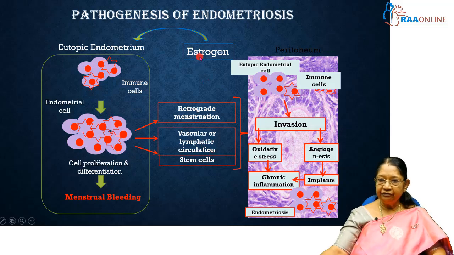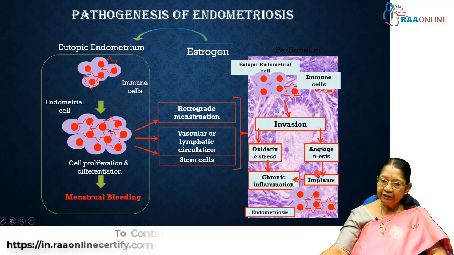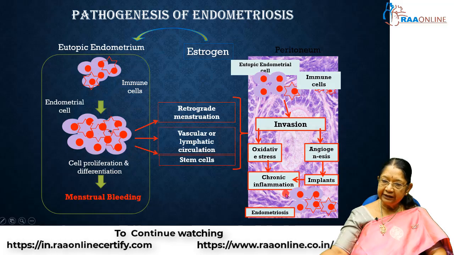So, under the influence of estrogen, it will undergo slow invasion. That is, there is increased production of matrix metalloproteinases, which will cause the adherence of these spilled endometriotic cells over the peritoneal surface. That will undergo invasion, and then there will be increased oxidative stress. Then there is increased production of VEGF, that is vascular endothelial growth factor, that will promote the implants to grow, and ultimately they die, leading to chronic inflammation and fibrosis, causing endometriosis.